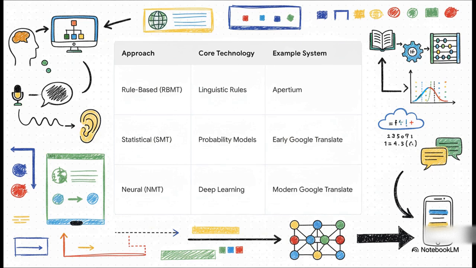The absolute king of these is the transformer architecture, which uses a clever trick called attention to figure out which words in the original sentence are most important for translating the next word. It's what powers the amazing translation tools we use every day.